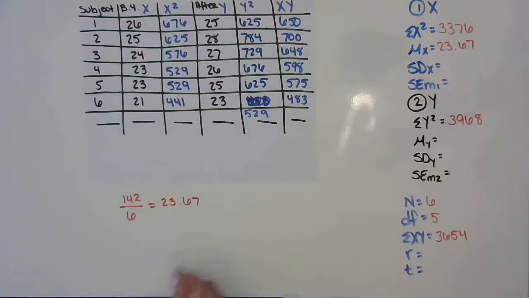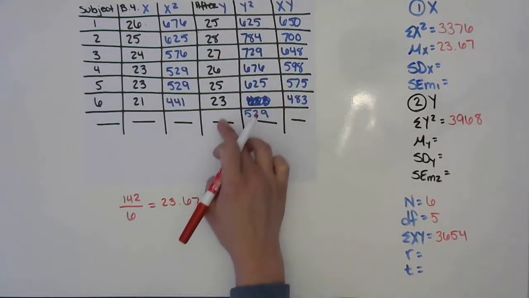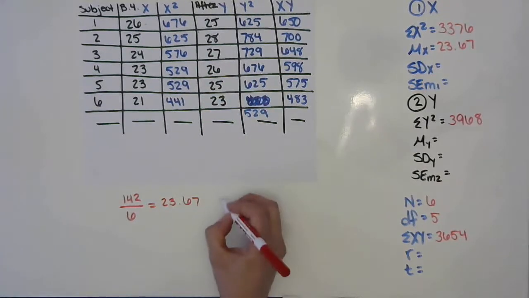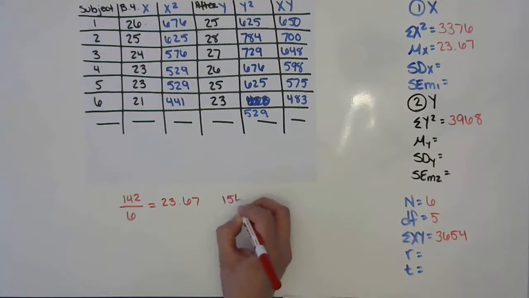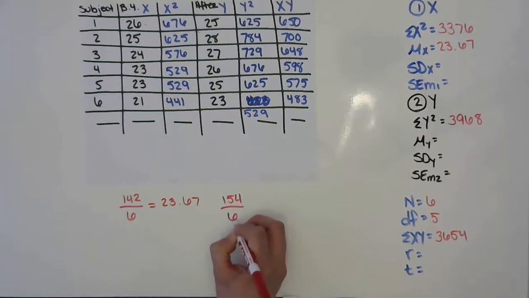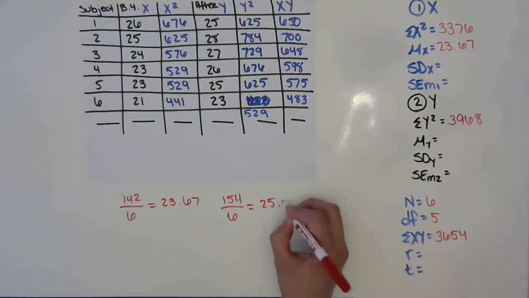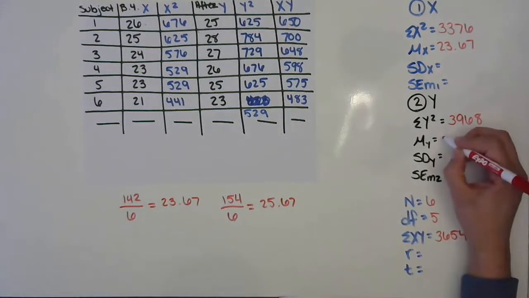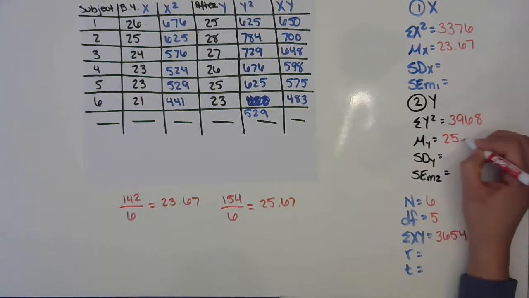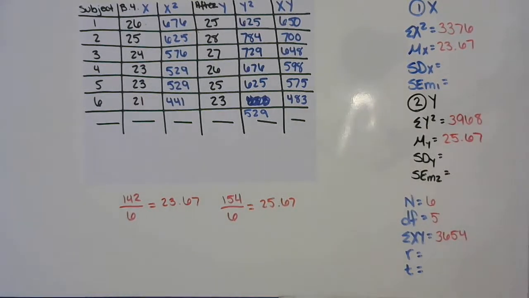Okay, so that is for our x variable, 23.67. And then for the y variable here, we're going to add all these values up. That will give us 154. We're going to divide that by 6, and then that is going to give us a mean of 25.67. So go ahead and put that here, 25.67.